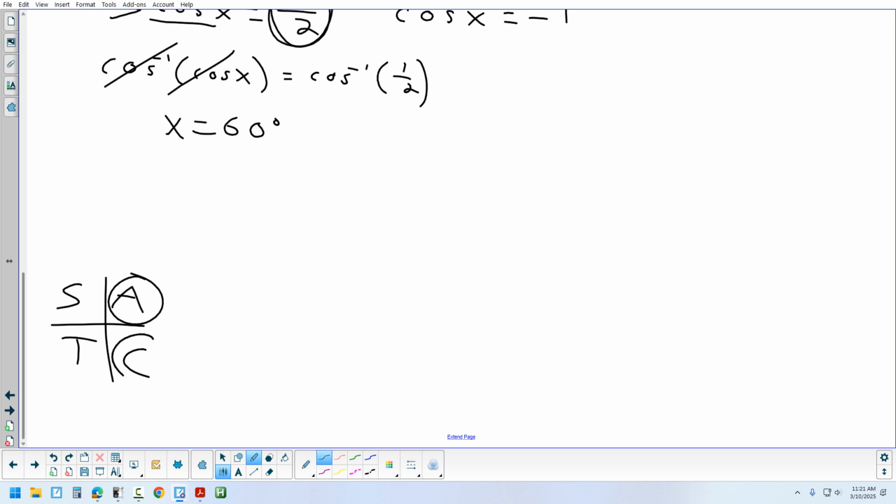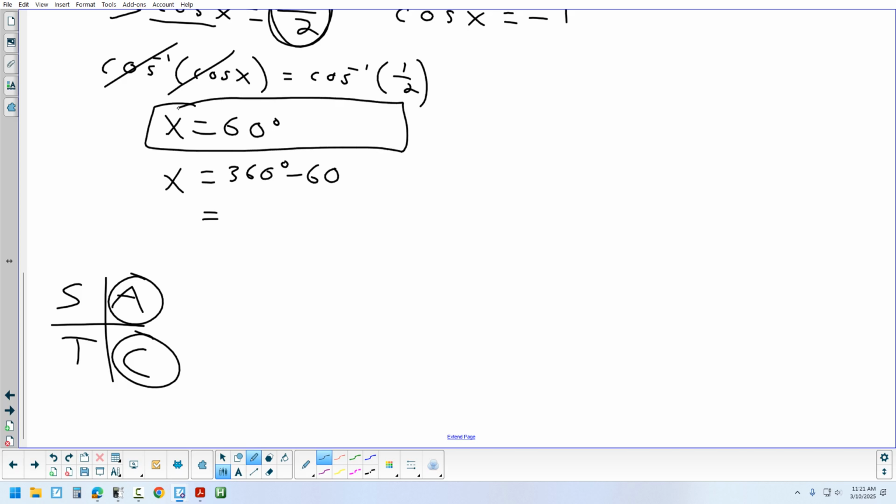Quadrant 4. Now, there's a formula for quadrant 4. 360 minus the reference angle. And 360 minus 60 gives me 300. Those are my two answers. I need to change to radians, but now that's not as bad. I'd rather do all the work in degrees up front and then switch to radians at the very end.